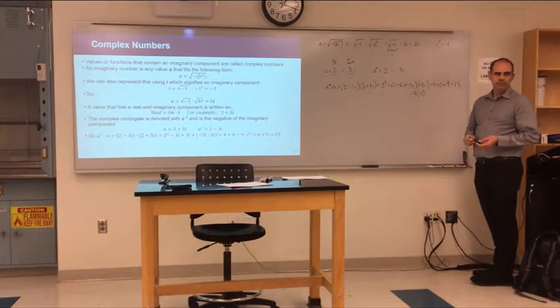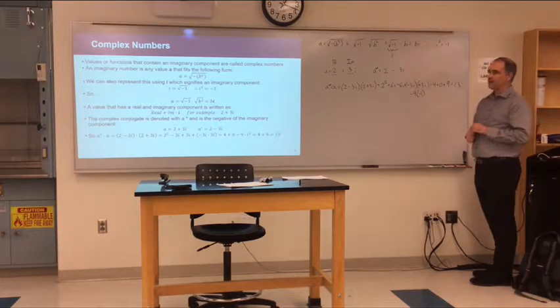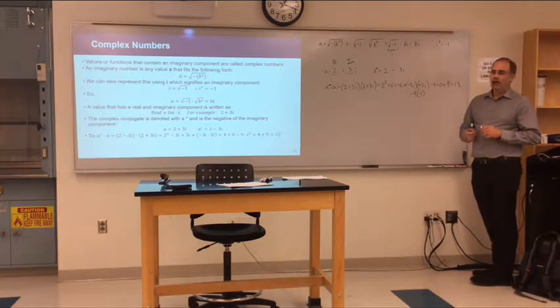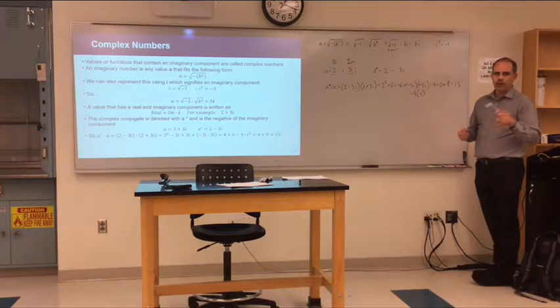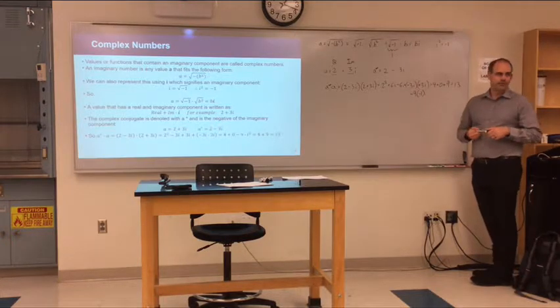So i squared is always -1. That is the definition of i. i is the square root of -1, and so if we square it, we get -1 back.